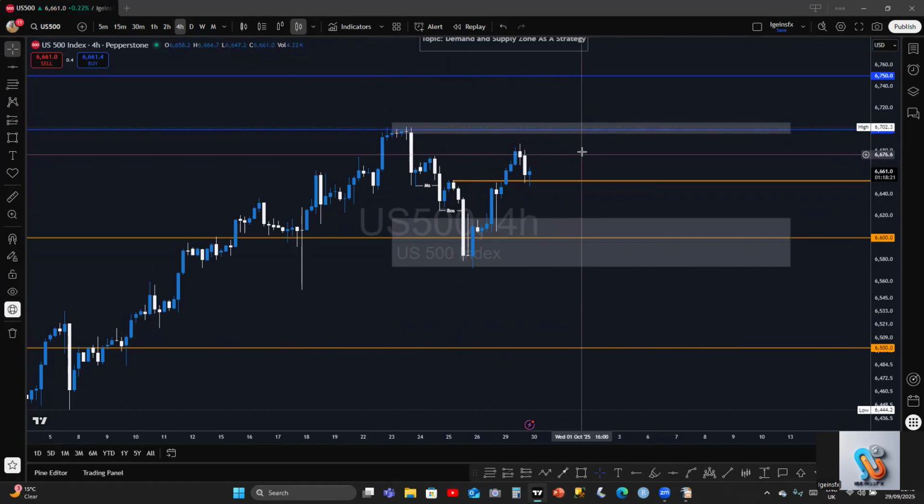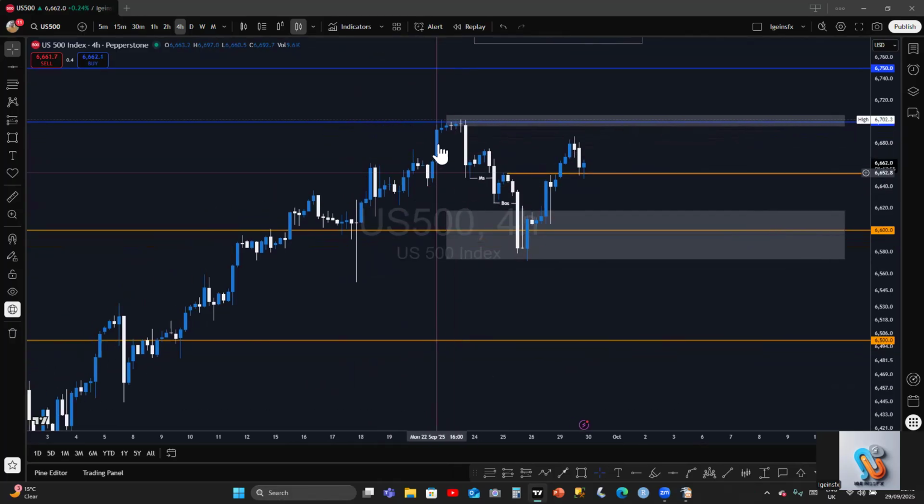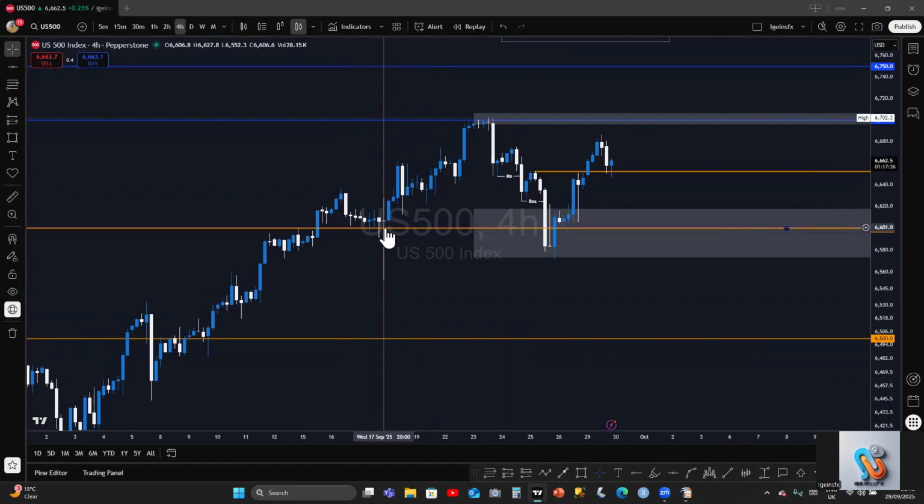Do you understand? So the idea is this one is just a pullback from this push. This is just a pullback. Now, once it starts pushing, it's going to break this resistance zone or resistance level, or you call it a demand zone. You see, after this consolidation price now dropped. After this little consolidation price dropped, what is here that you don't know? After this consolidation price went up. You see, after all this consolidation price pushed to the upside.